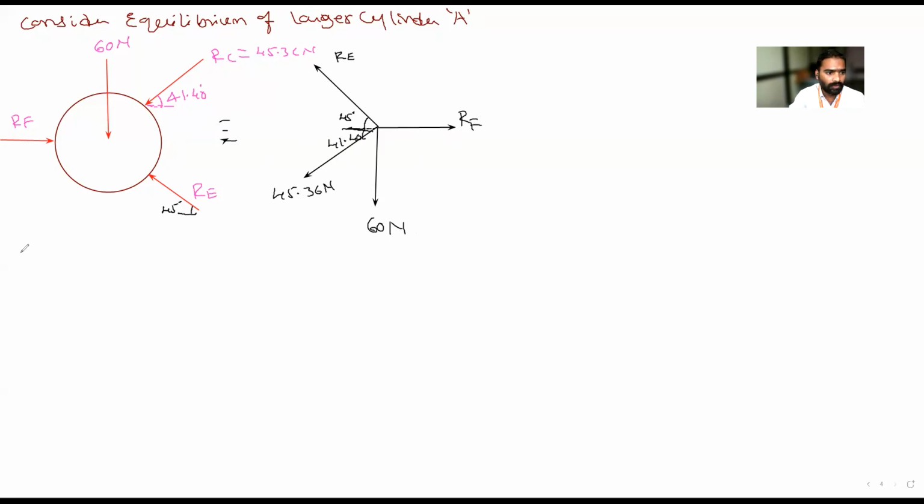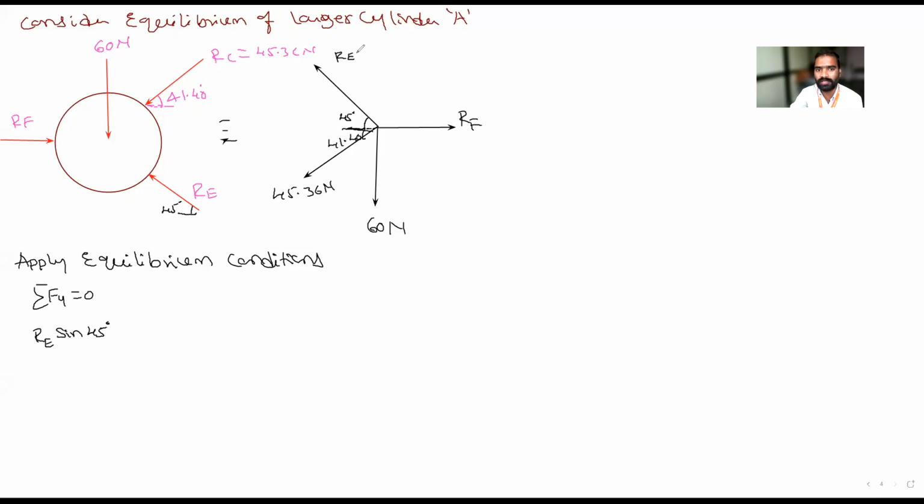Next, apply the equilibrium condition. Which equilibrium condition will you take, sigma Fx or sigma Fy? If we take sigma Fx, the RF component and RE component will both come, giving two unknowns. So consider sigma Fy equal to zero, then RF will not come. The y component of RE is RE sin 45.